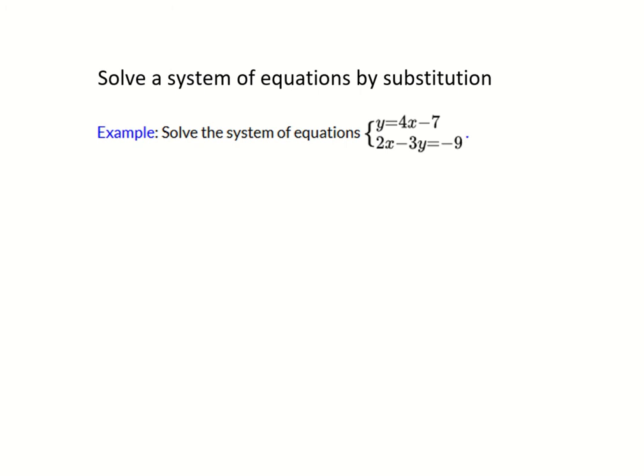First, we want to see which variable is left by itself. We can see in the first equation here, y is left by itself. Y is equal to 4x minus 7. That means I can use 4x minus 7 to replace y. So I'll call the first equation equation 1, second equation equation 2. I'm going to substitute the y in the second equation by 4x minus 7. Alright, so substitute equation 1 in equation 2.